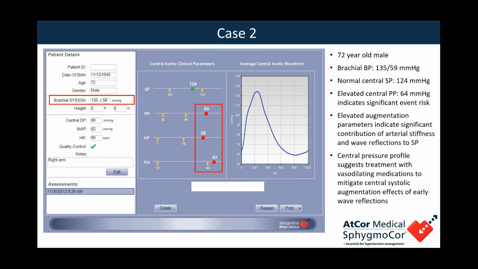So here's an example of somebody you might see in your office, and you might leave them alone based on the brachial blood pressure, when in fact, again, beneath the surface of that iceberg, you're really dealing with a patient who's heading to a bad outcome, most likely.